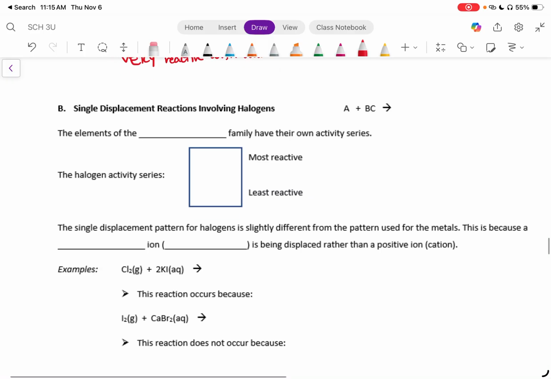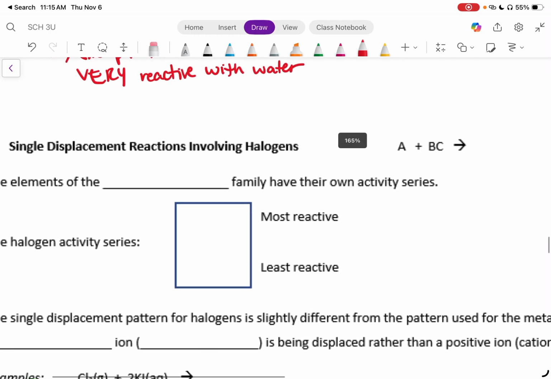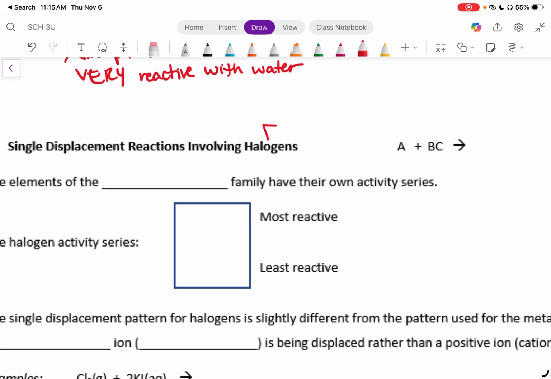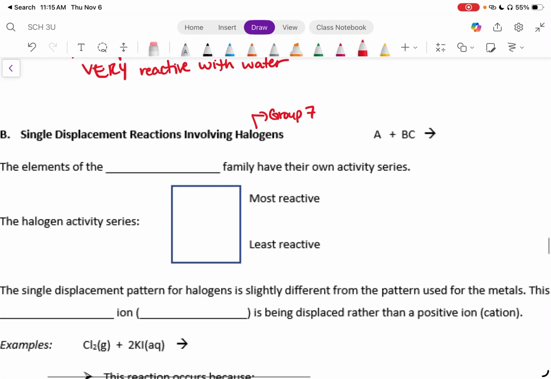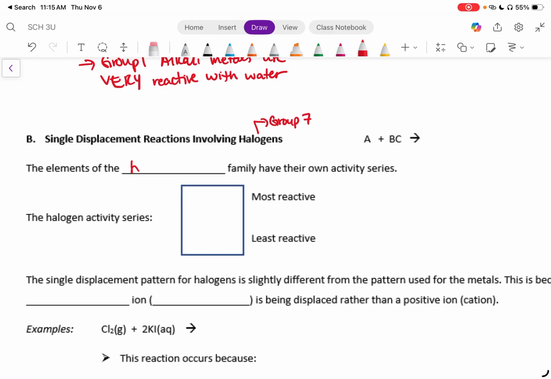So there's a second type of single displacement reactions because it can also involve halogens, right? Your halogens are your group 7 elements. And those are very reactive as well. So elements of the halogen family have their own activity series. So here's how it goes. The most reactive is fluorine, then chlorine, then bromine, and then iodine. Okay, just these 4 for the nonmetals.